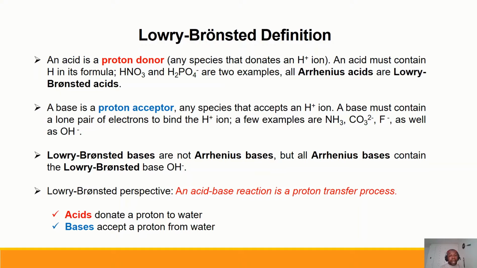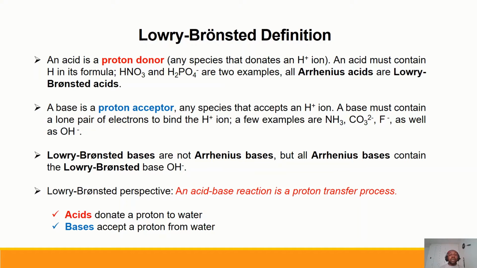So for base, a base is a proton acceptor. That is any species that accepts the H+. So a base must contain a lone pair of electrons to bind to the H+. We discussed lone pair electrons when we were discussing Lewis structure in lecture 2. So for example, you have ammonia, which is a typical example of a Lowry-Bronsted base.